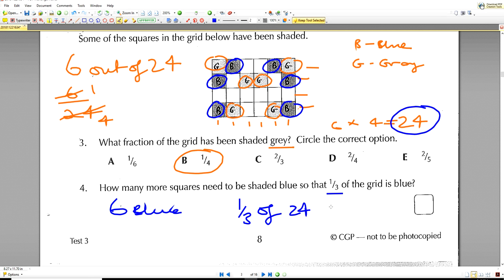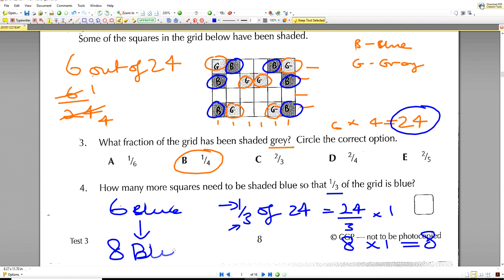And to work out 1/3 of 24, what we do is we divide 24 by the bottom number, which is 3, the denominator, and we times it by the top number, which is 1. So 24 divided by 3 is 8, and 8 times 1 is still 8. So we've got 6 blue, and our target is to get it towards 8 blue. So we will need another 2 blue. So the answer for number 4 is 2.